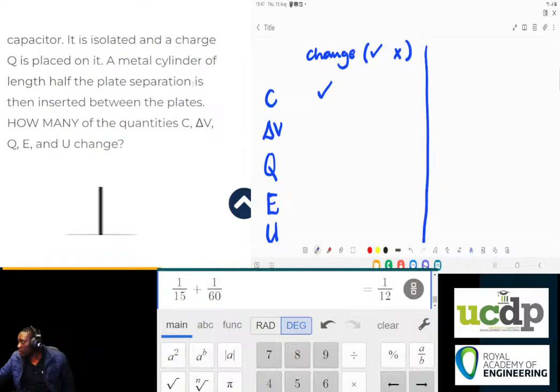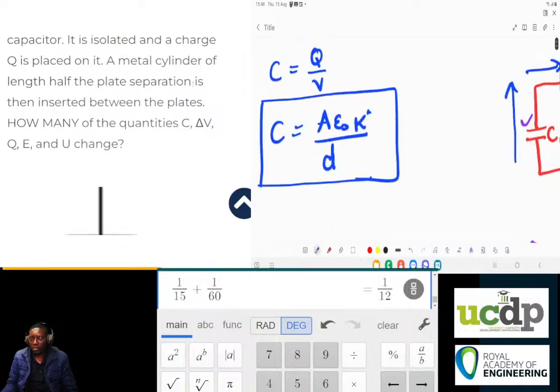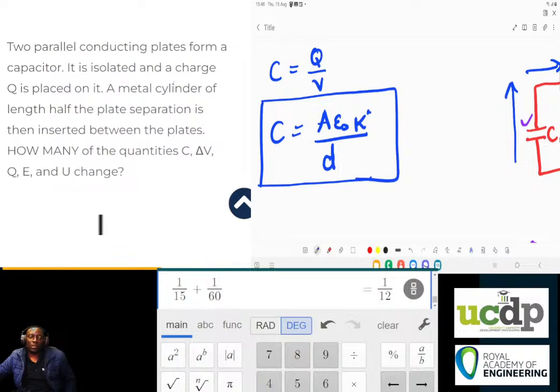Change or no change? I'm not sure, because the voltage is supplied by the battery and it can be constant. But if you look at the formula, in this case our dielectric is a metal, and metal is a really good conductor of charges. It can increase the capacitance there. But the capacitance is also inversely proportional to the voltage.